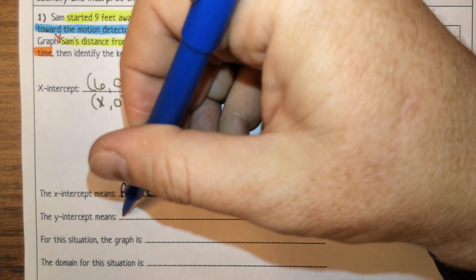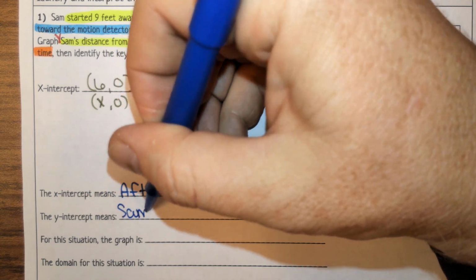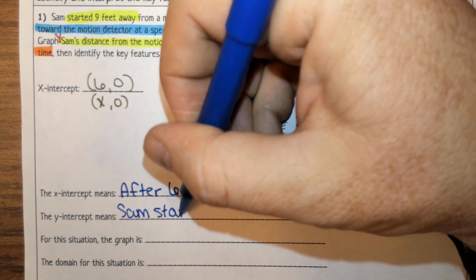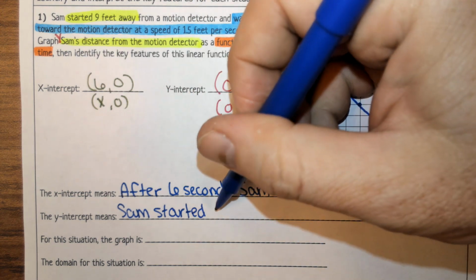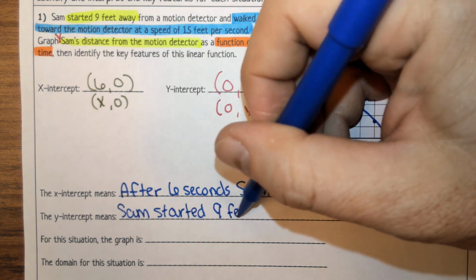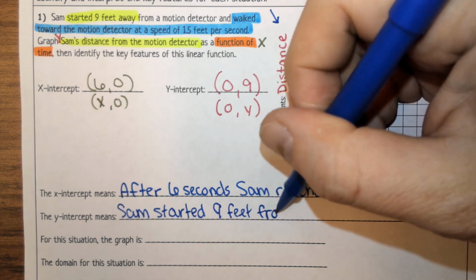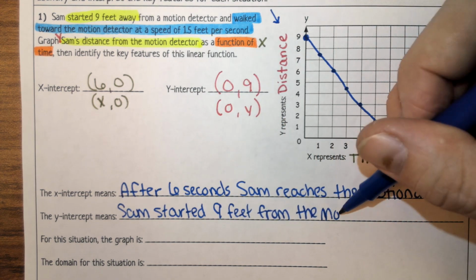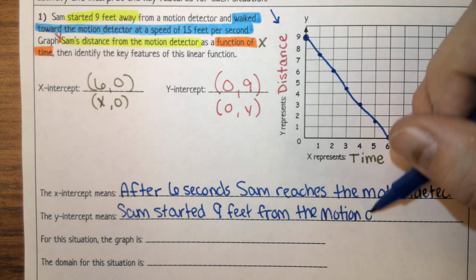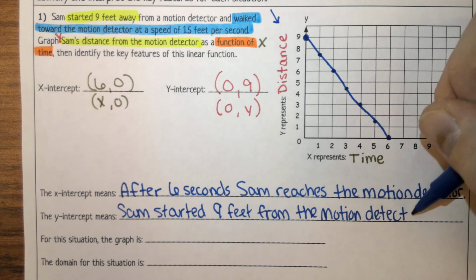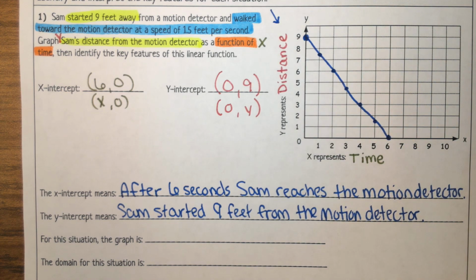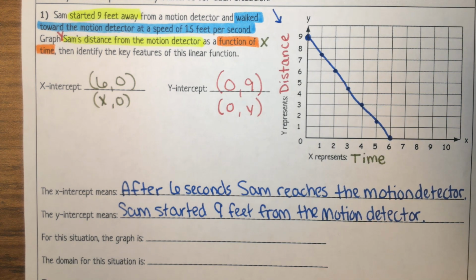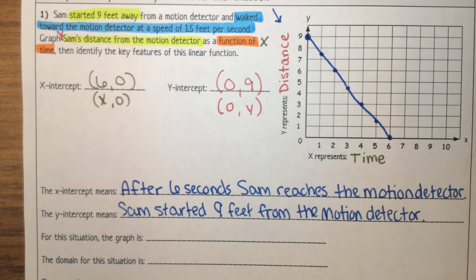So the y-intercept means that Sam started 9 feet from the motion detector. Because remember, your y-intercept is always your starting value or your beginning. So I'm starting 9 feet away.